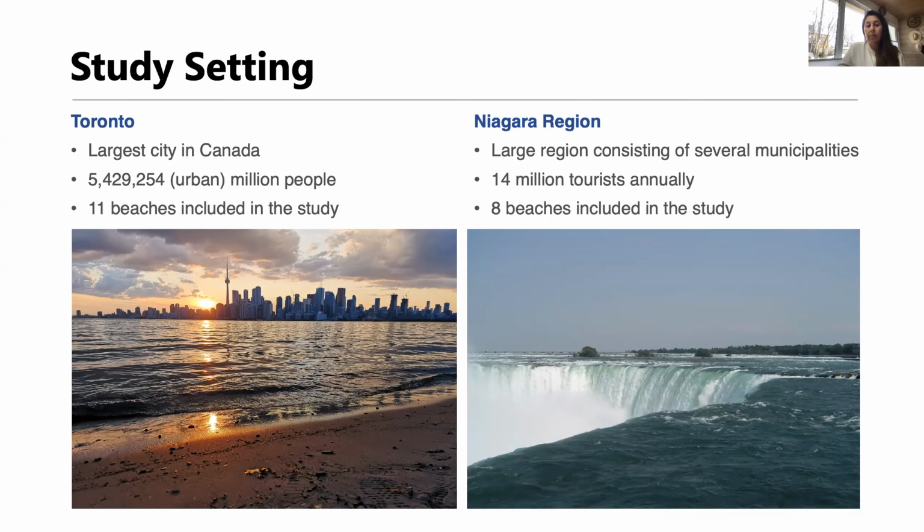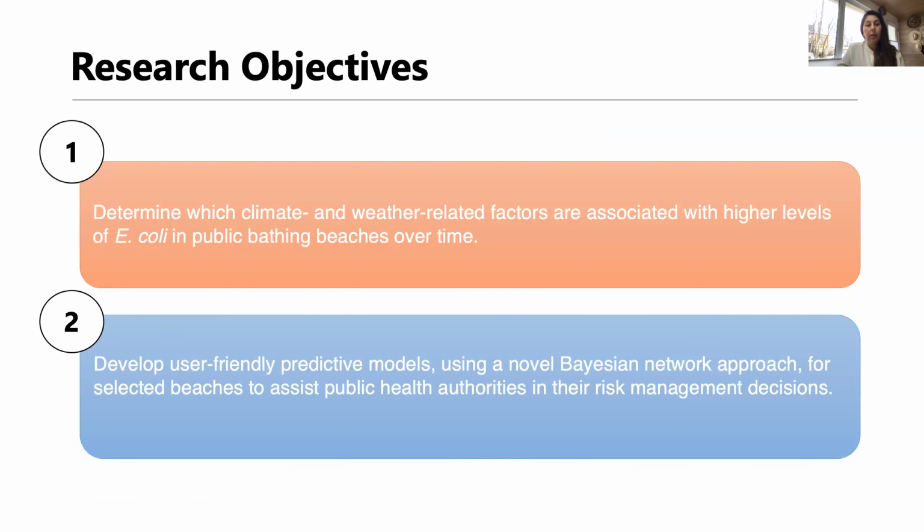Niagara region is another very interesting region. It's very large geographically, and it consists of several municipalities. It's a major tourist destination with over 14 million tourists visiting annually, potentially increasing in the past few years given the pandemic with a lot more local movement. We included 8 beaches in the study based on completeness of data, but there are actually quite a few more beaches in the region.